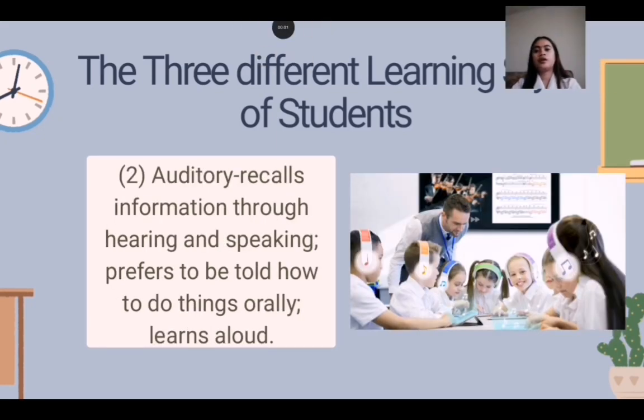Second is the auditory. Auditory learners recall information through hearing and speaking, prefer to be told how to do things orally, and learn aloud. So the students learn best by listening. They remember information when they hear it. They prefer to be told how to do things instead of reading instructions.